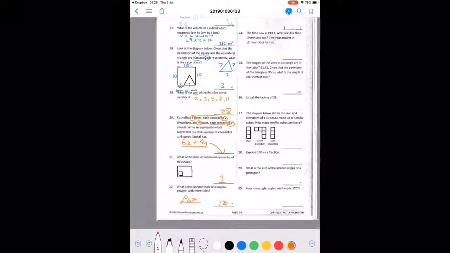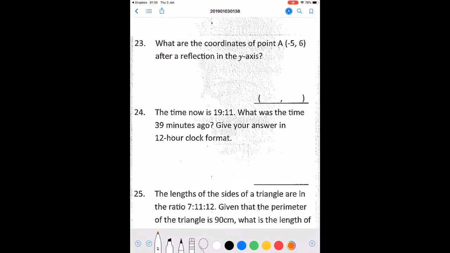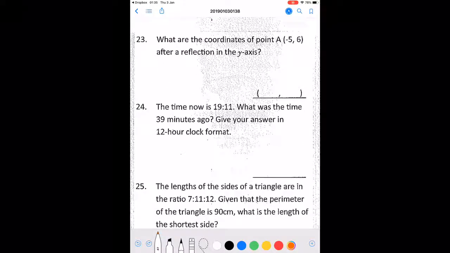Okay, we're making extra lines on there. Right, move it. Let's make progress. This is nice. I like being able to size the question. What are the coordinates of point A, minus 5, 6, after reflection in the y-axis? Let's draw them.